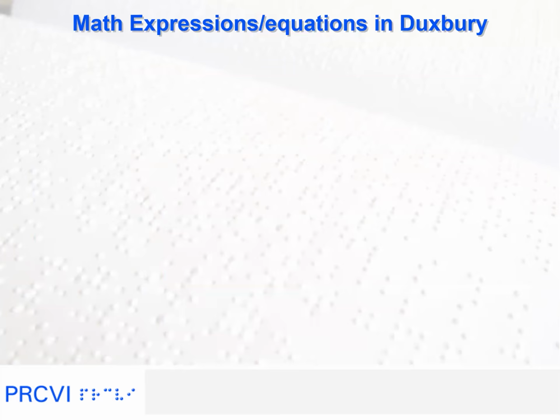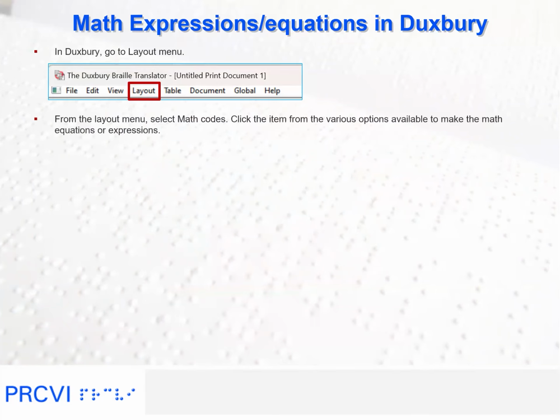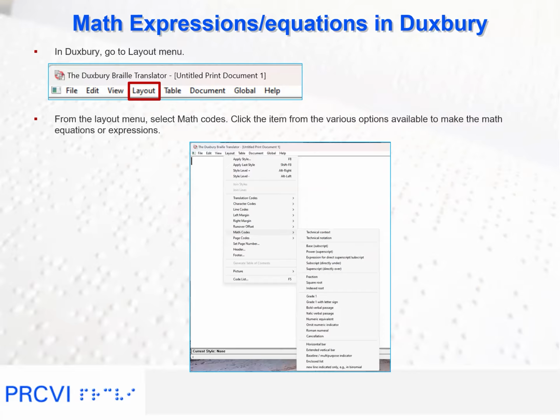Let's look at how to add a math equation in Duxbury. The document should be in print coded view. To view codes, press Alt and F3 or go to View on the toolbar and select Codes. In print view in Duxbury, click on the Layout menu on the toolbar. Select Math Codes from the various options available.